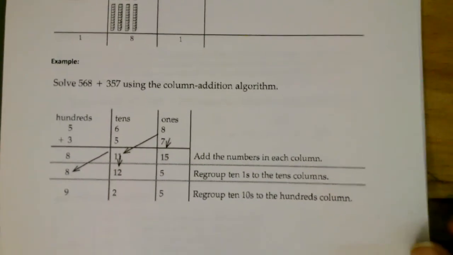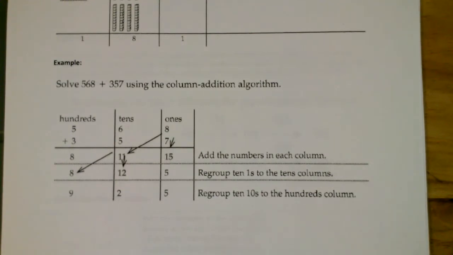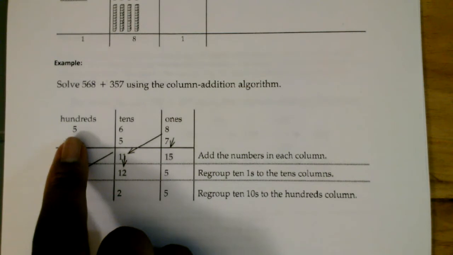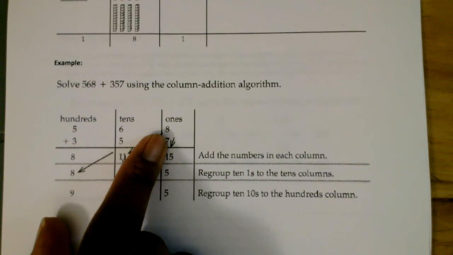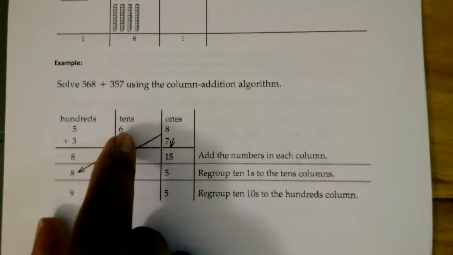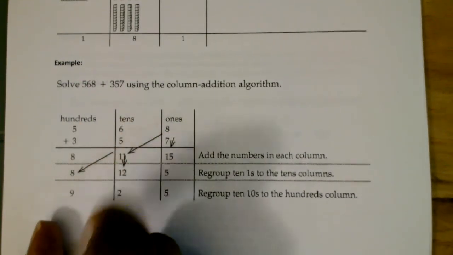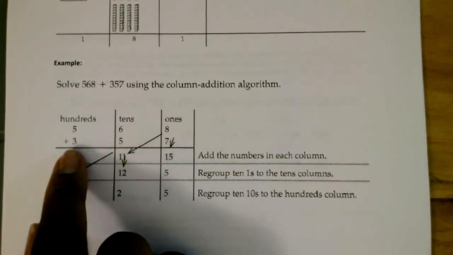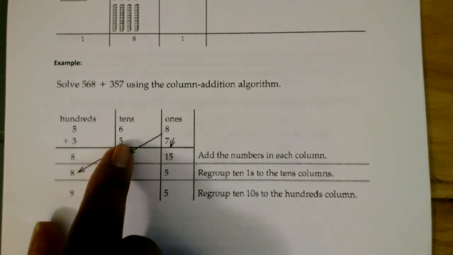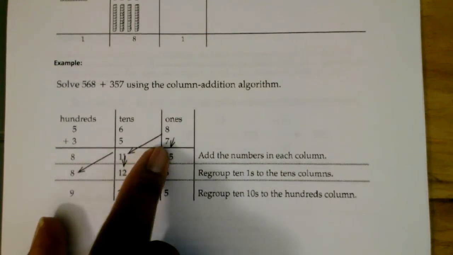But let's just say we had bigger numbers like 568 plus 357. And we want to use the column addition algorithm. Sometimes base 10 blocks would not be sufficient to do this. So here's what we have. For the hundreds, tens, and ones, we put each digit in its proper place value position. So the 5 is in the hundreds place, 6 is in the tens place, and 8 is in the ones place. The same with 357. 3 is in the hundreds place, 5 is in the tens place, 7 is in the ones place.